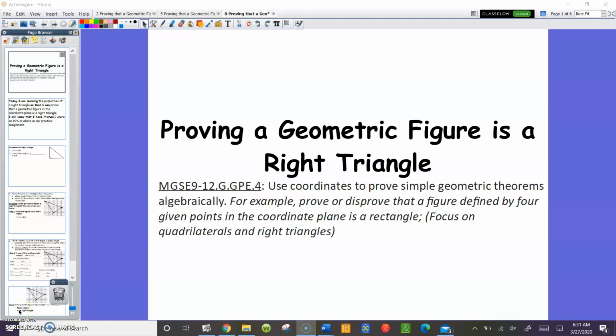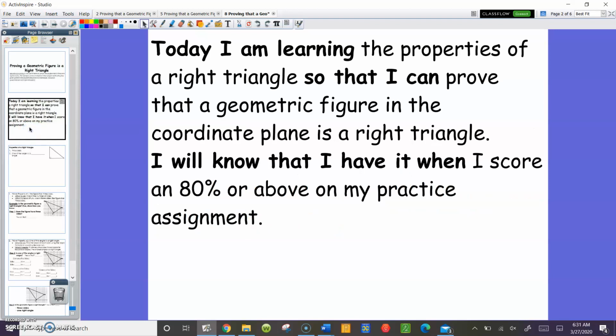Proving a geometric figure is a right triangle. Today I am learning the properties of a right triangle so that I can prove that a geometric figure in the coordinate plane is a right triangle. I will know that I have it when I score an 80% or above on my practice assignment.